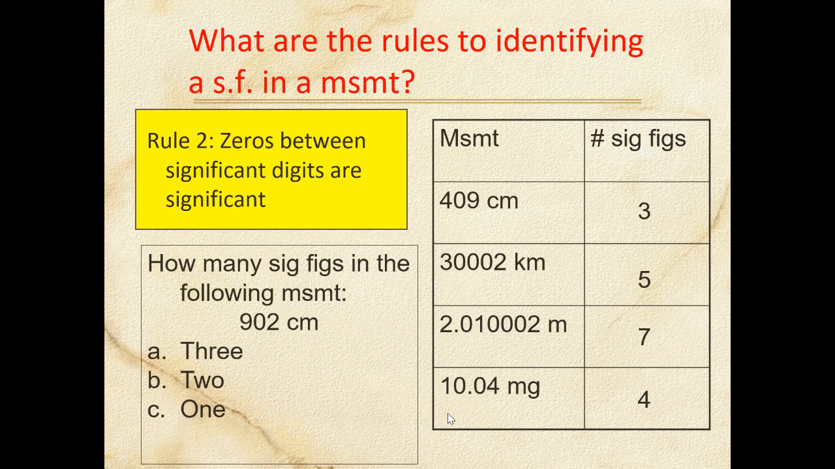Take a second. How many sig figs in the following measurement? 902. If you guessed the answer as 3, that is correct. Good job. Again, these are significant because they are contained between 2 other significant figures.